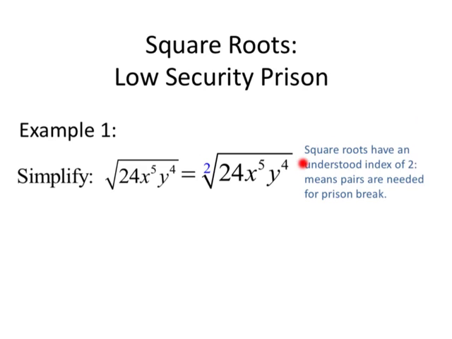So square roots have an understood index of 2, and so what that means in my prison break example is pairs are needed to be able to prison break. We need 2 of something to be able to prison break.